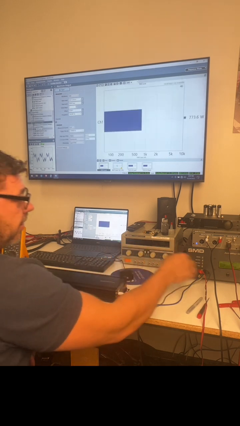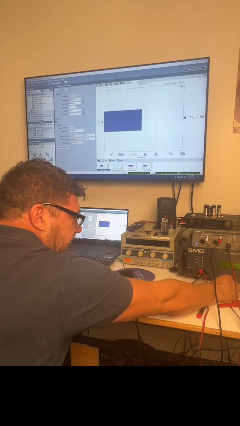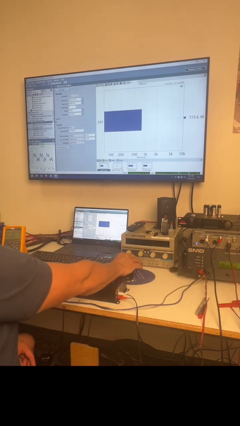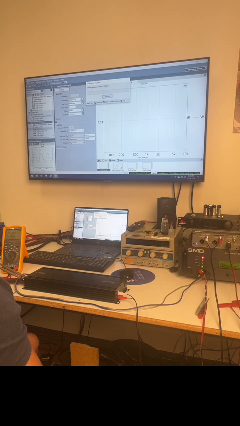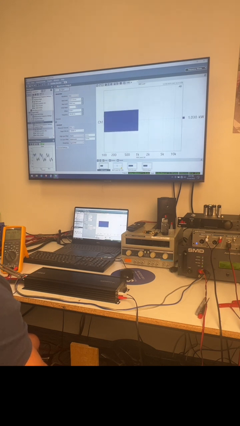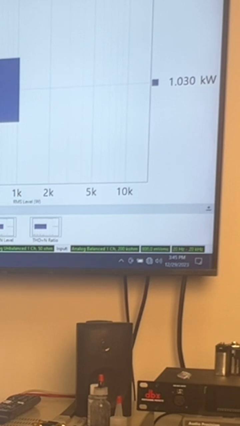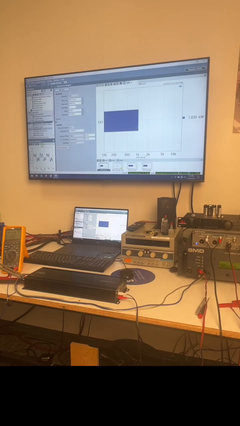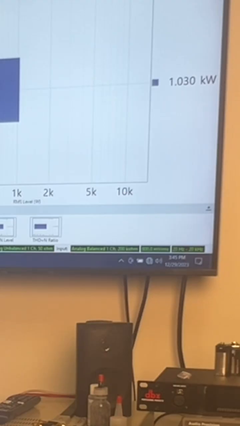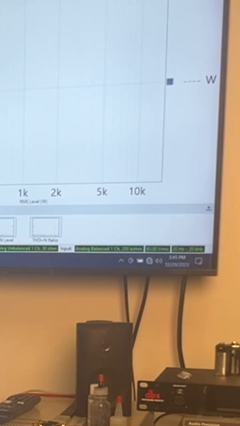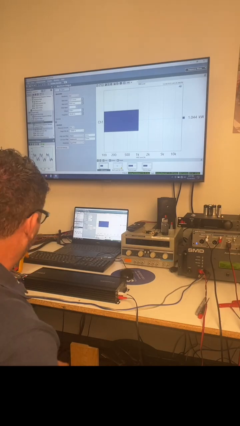Same test, but we're going to do 2 ohms, so I got to switch my load bank amp dyno to 2. And let's run this one. Watts at 14.3. I'm going to turn up my power supply just a little bit, see if we can get closer to 14.4. And we can see the difference between 14.3 and 14.4. So 14.3 was 1,030. 14.4 is 1,044. So there we go.